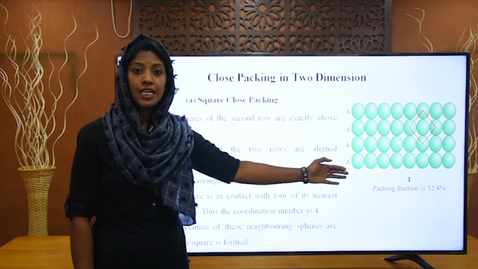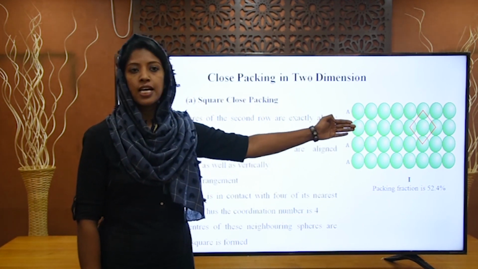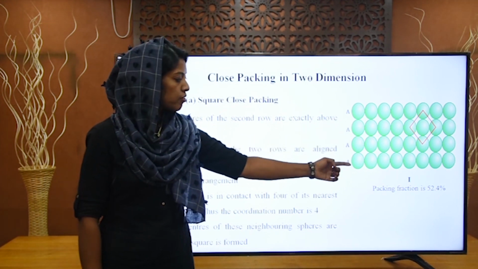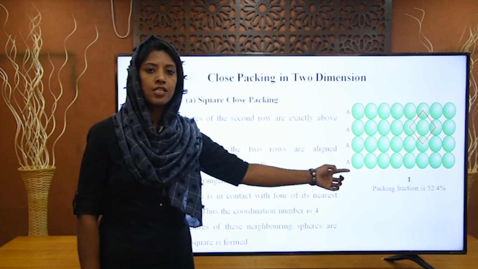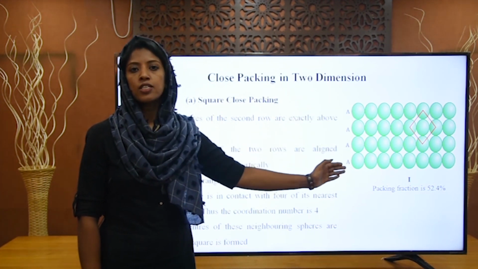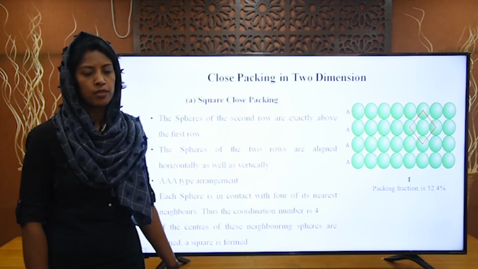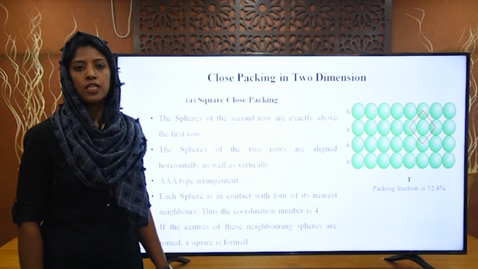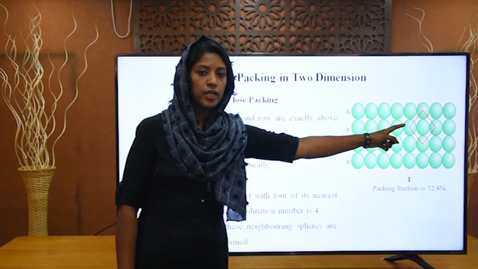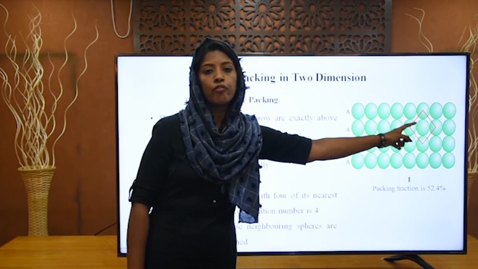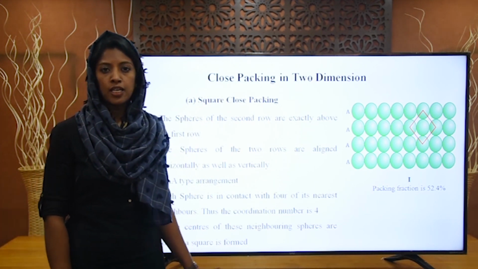Now we are putting the second layer exactly above the first layer and the third layer exactly above the second layer. Here the first layer is marked as A and the second layer is also marked as A because they align with each other, and all these rows are aligned horizontally as well as vertically. So this type of arrangement is known as AA type arrangement. Here we see that each sphere is in touch with 4 of its nearest neighbors and the coordination number in square close packing is 4.